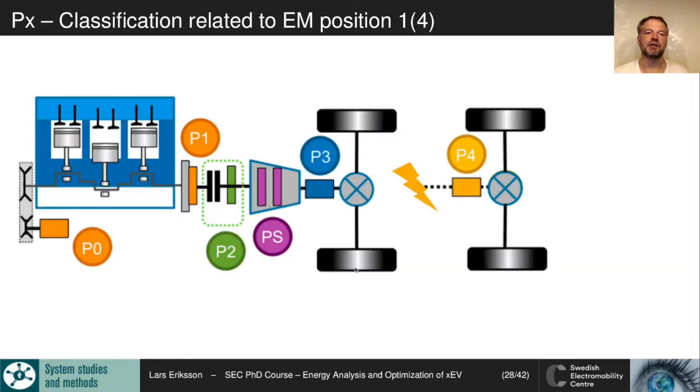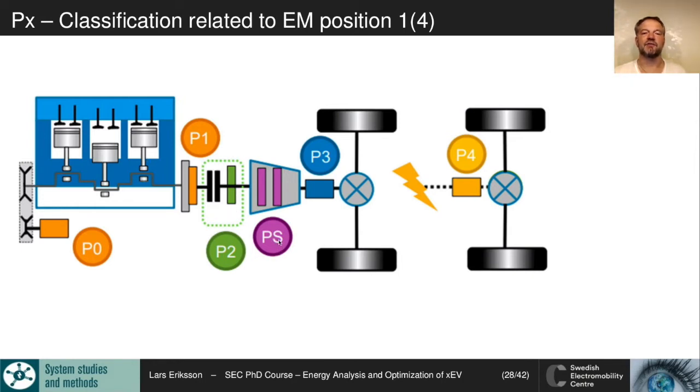Coming to the classification, it relates to the electric machine position. In P0 here, we have just a bigger generator, a bigger electric machine that can support more frequent starting and more frequent charging than regular machines. Then P1 here, it sits on the engine, so it cannot be decoupled from the engine. At P2, we are able to run it on pure electric drive. We don't need to drag the engine in case we want to have all electric drive.